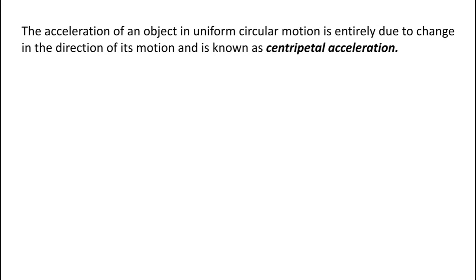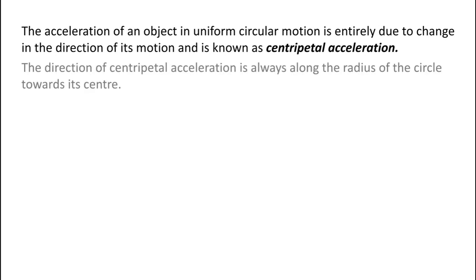So, we see that in uniform circular motion, although the speed is uniform, there is an acceleration because of the continuous change in direction of motion. That acceleration is known as centripetal acceleration. So it must have a direction, and the direction of centripetal acceleration is always along the radius of the circle towards its center.